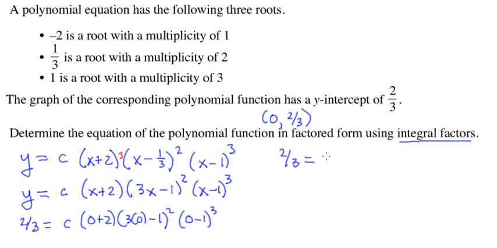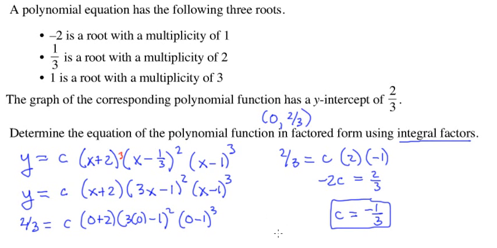So 2/3 equals c times 0 plus 2 is 2. 3 times 0 is 0, minus 1 is negative 1. Square that and you get 1, so I'm not even going to write that. And negative 1 cubed is negative 1. So this cleans up to minus 2c is 2/3. Divide that by negative 2, and you get c equals minus 1/3.